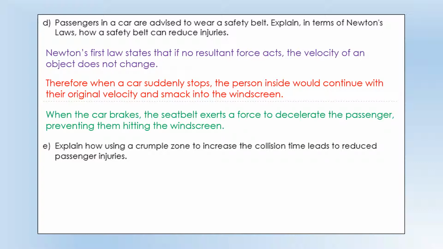So with a seatbelt, there is now a force to decelerate the passenger. And it will keep the passenger in the same position in the car and stop them hitting the windscreen, hence preventing them being injured.